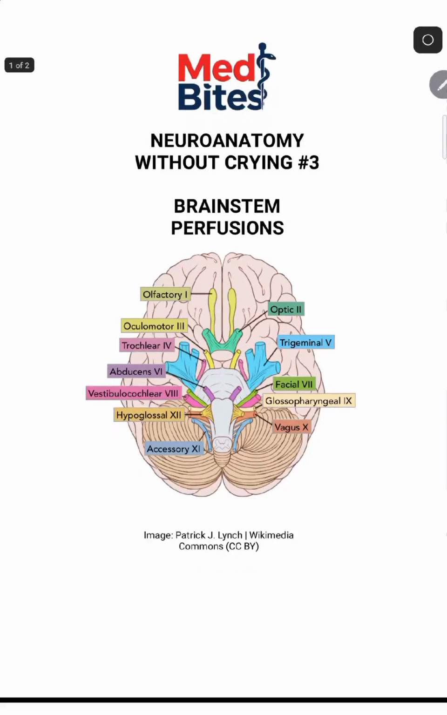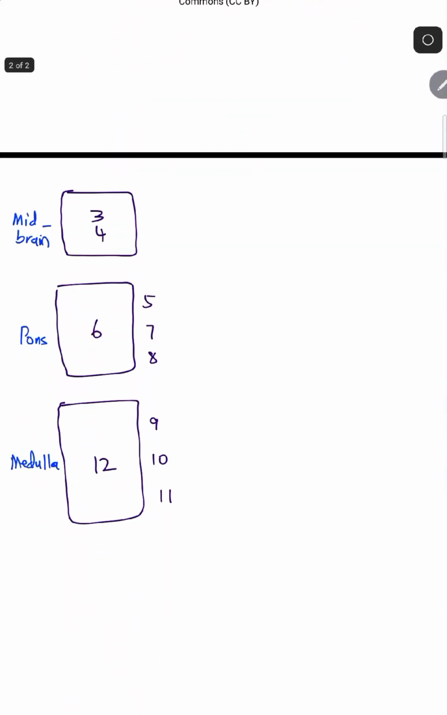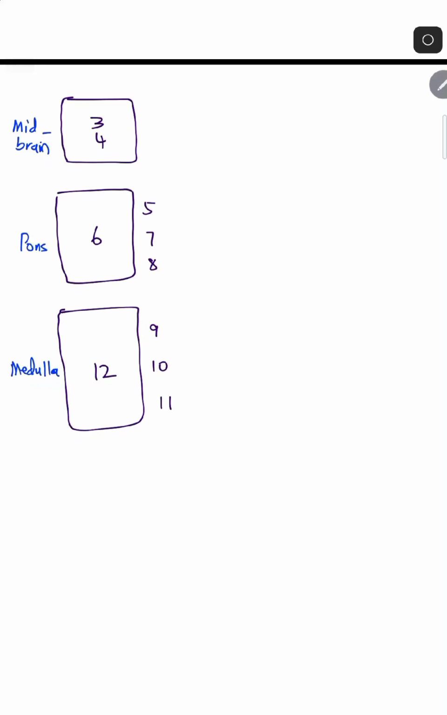In order for you guys to be able to label the blood supply to the brainstem, it's important for you guys to incorporate your circle of Willis knowledge. I'm aware that I haven't made a video about that yet. I'll make that next. But to roughly draw the circle of Willis, we are going to first draw our circle.